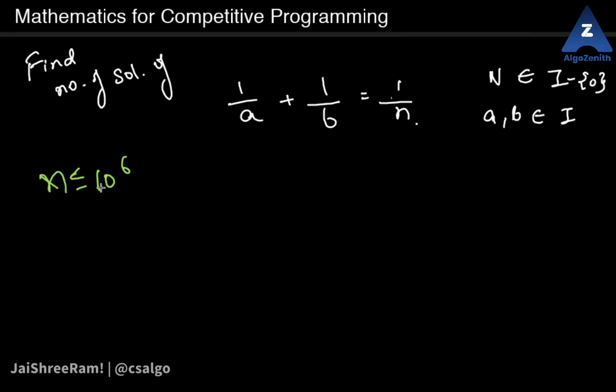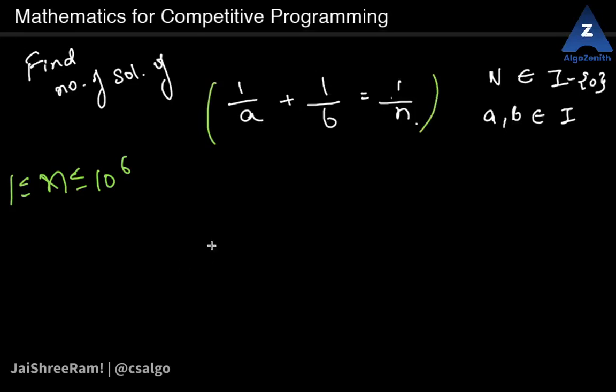Given n, you need to find the number of solutions that this equation has, where a and b both belong to integers. And n in the input will not be 0, it is greater than or equal to 1. So given this input n, find out the number of pairs a, b that exist so that this particular equation is satisfied.